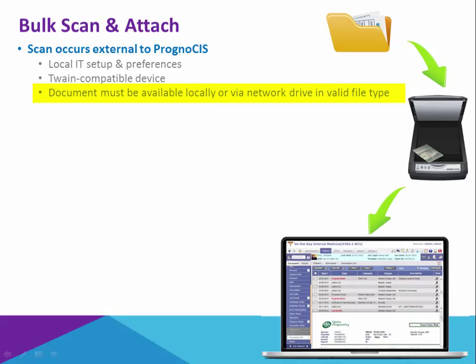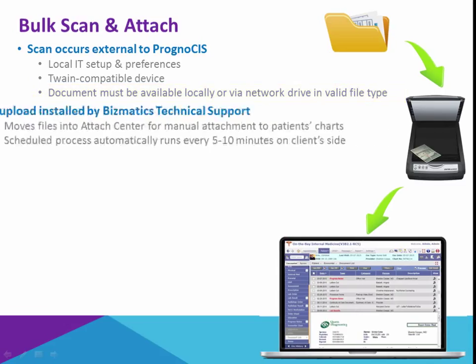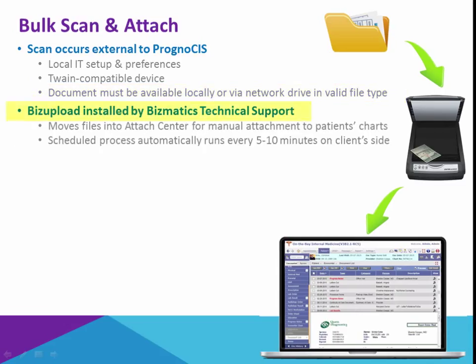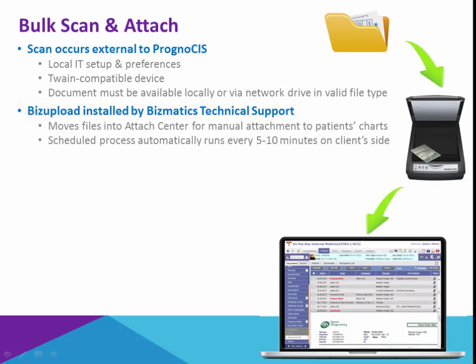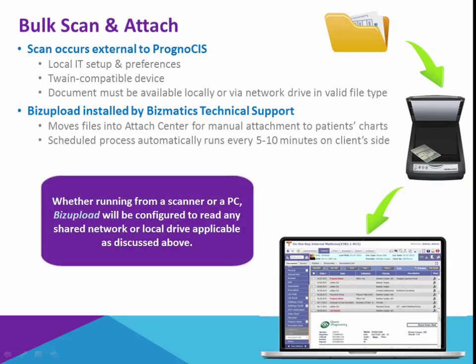to Prognosis. In order for the documents to be accessible, a file transfer utility known as BizUpload must be installed and running in the background of at least one of the workstations. An automated task will be scheduled to run every 5 to 10 minutes based on the local volume and preference. Though it's recommended to be installed on a server or on a dedicated PC, it's not mandated.